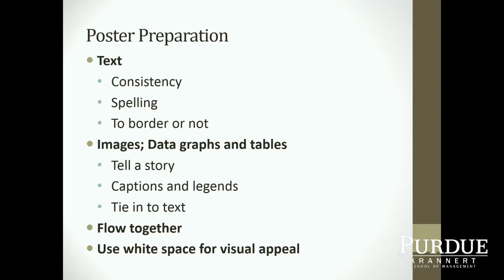Images. So data, graphs and tables. They need to tell a story. They need to be significant to your subject. Make sure you have captions and legends, that you tie it all back in to the text. It has to be significant to what you are trying to convey. And of course, making it flow together. Make sure everything is cohesive, that it flows from title to abstract to background information.